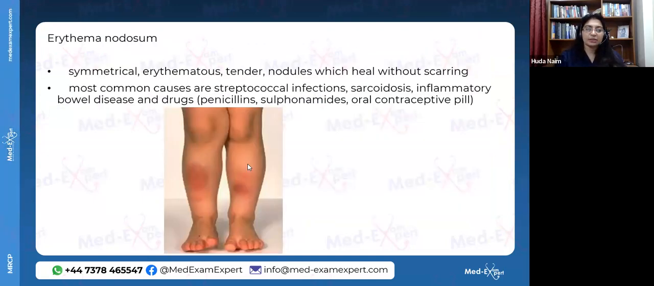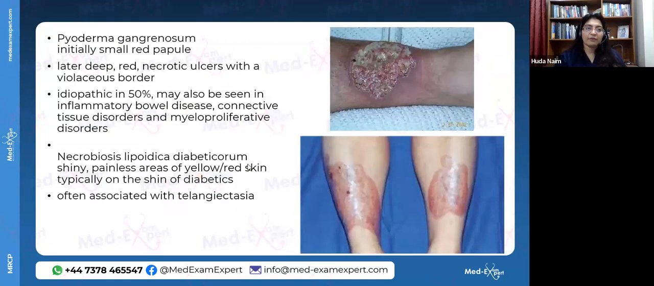Sorry. So this is what erythema nodosum looks like. It's a solid, roundish, tender nodular lesion. Then you have pyoderma gangrenosum, where you have this violaceous border, a necrotic border. And then you have necrobiosis lipoidica diabeticorum, where you have this waxy kind of lesion on the shins. Okay.